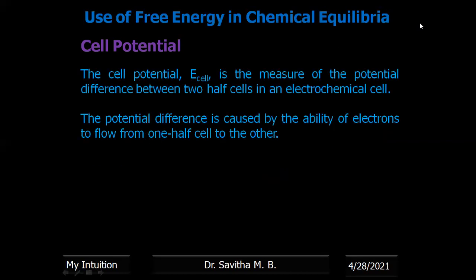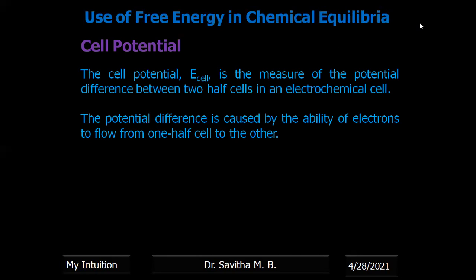Okay, so now summing up all that we have discussed, the cell potential, denoted as E subscript cell, tells the potential of the cell. It is the measure of the potential difference between the two half cells, that is, the anode and the cathode. We also know that E cell is equal to E cathode minus E anode. Okay, that means the potential difference between cathode and anode is measured as E cell.